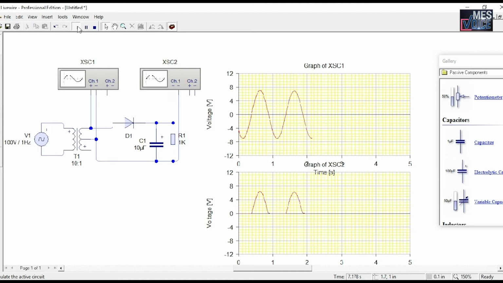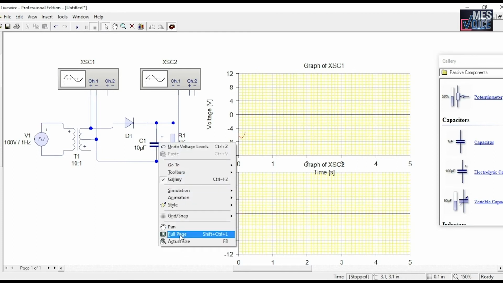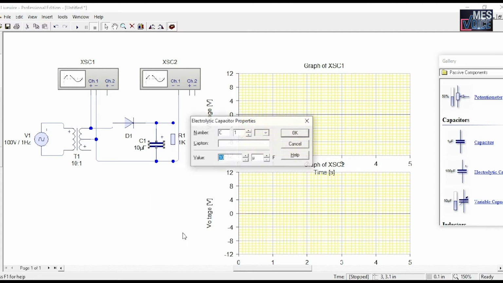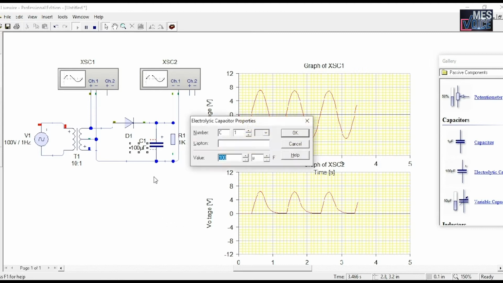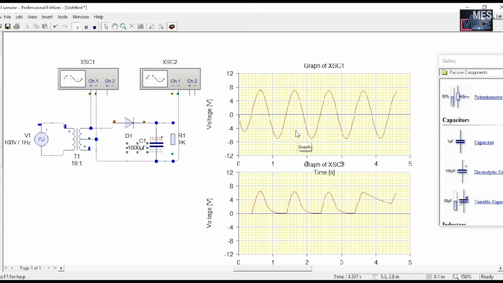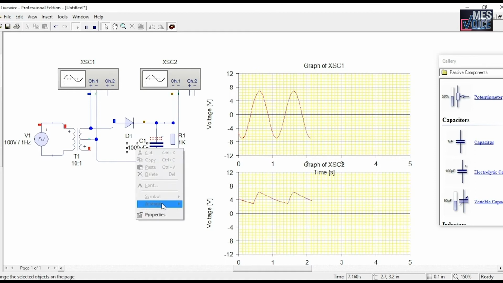And now we are changing the capacitor value to 100 microfarad. Let's see what will happen when the capacitor value is changed to 100 microfarad. Now the output waveform has changed a little bit. Now the capacitor value is again raised to 1000 microfarad, and let's see the output. Now a significant change appears in the output waveform.